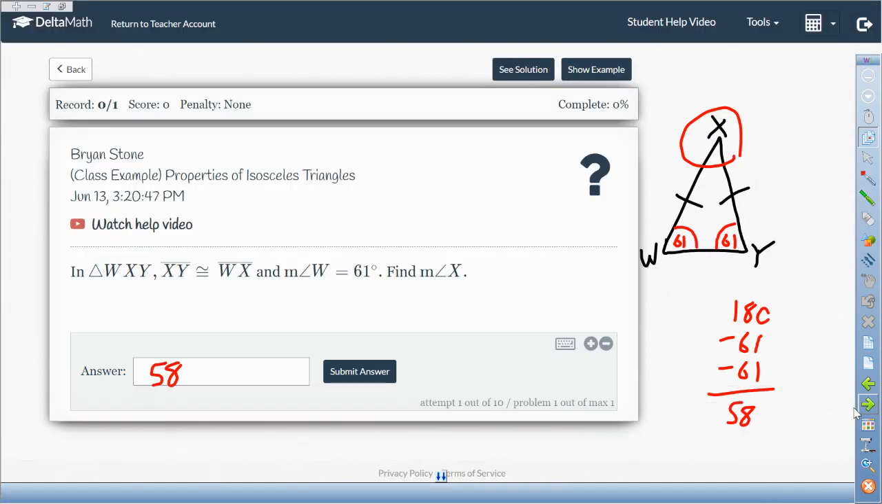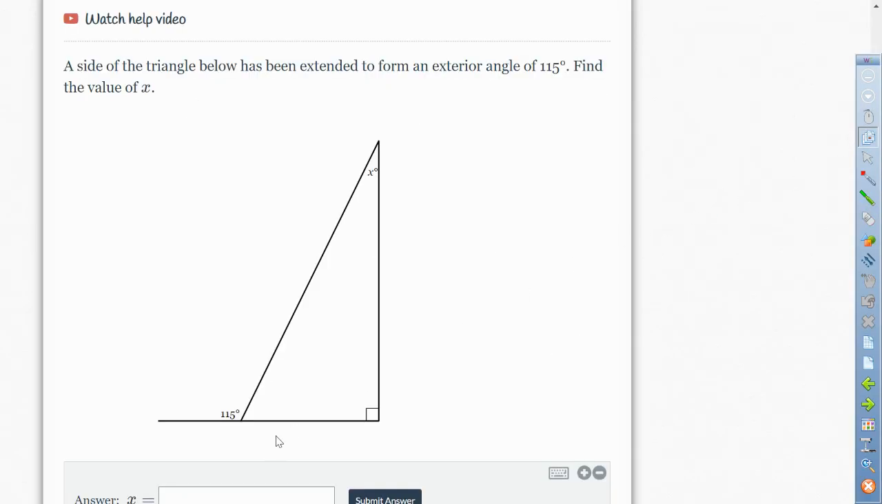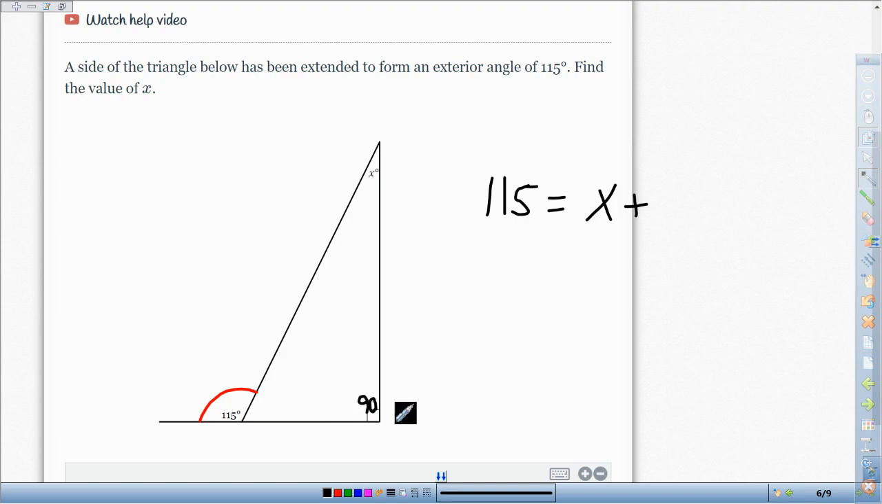So, a quick reminder: this is using this little formula here. Our exterior angle is equal to these two interior angles added together. Let's use that formula on this problem. They're giving us the exterior angle, so that's the first thing we plug into our formula: 115. And we know that's equal to these two interior angles added together. One of them is X, and one of them is a right angle. Remember, right angles are always 90 degrees.